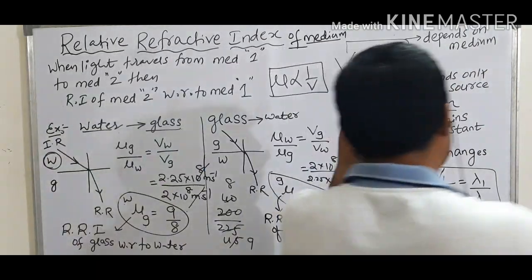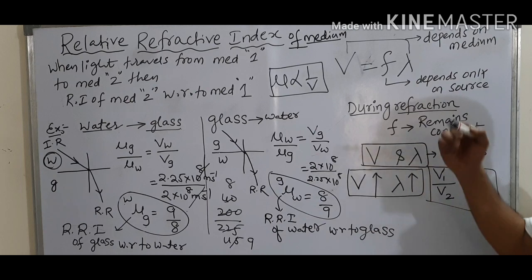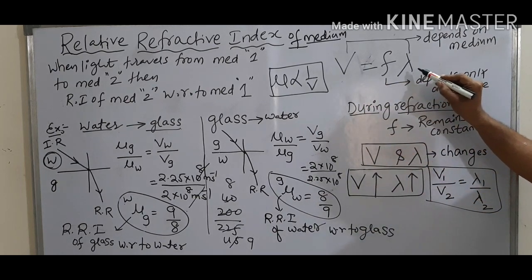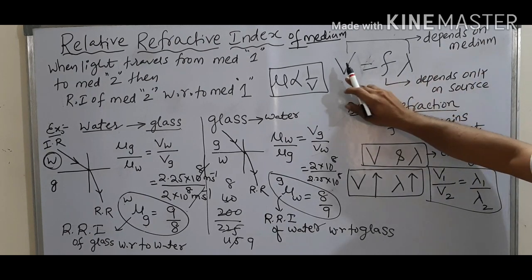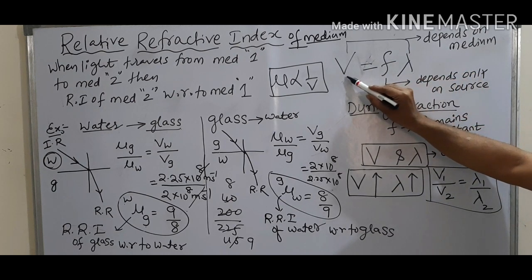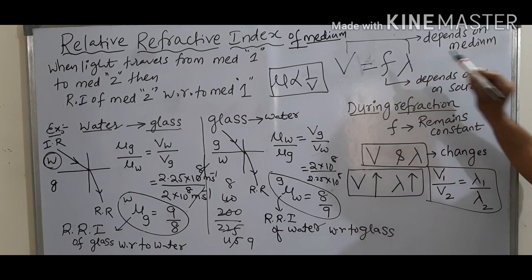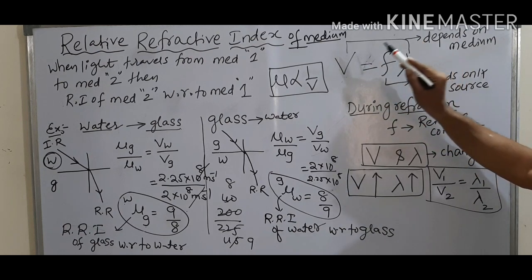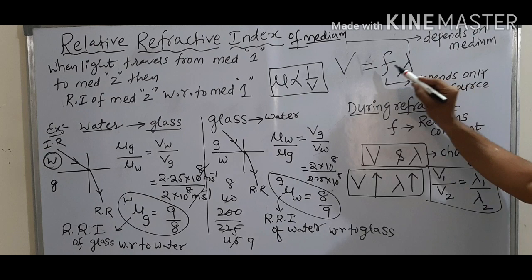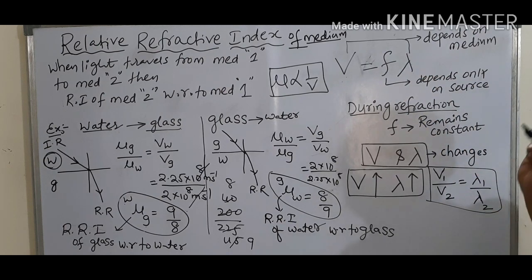Next, my dear students, come to here. You already know the relation between speed of light and wavelength of light: V equals F into lambda. Here V means the speed of light, lambda means the wavelength of light, and F means the frequency of light.